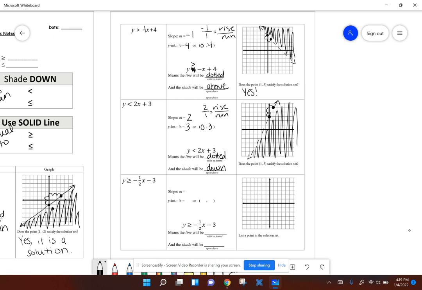Note that this point is on the dash line. So what this means, if it's a dash line, it's not equal to. So something that's on the line is not equal to. So this one does not satisfy.